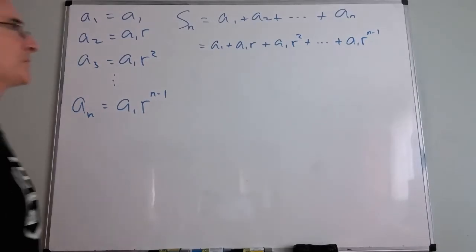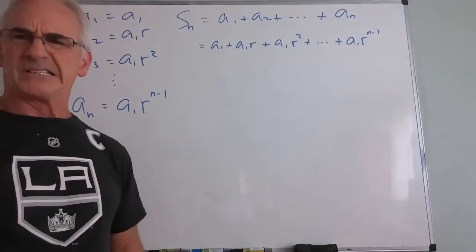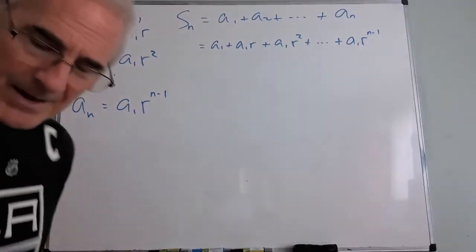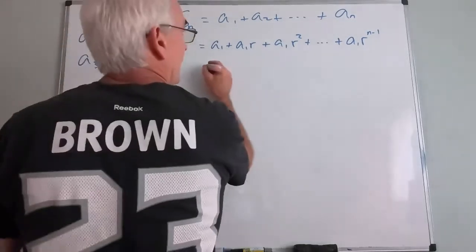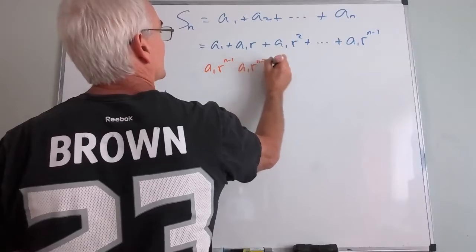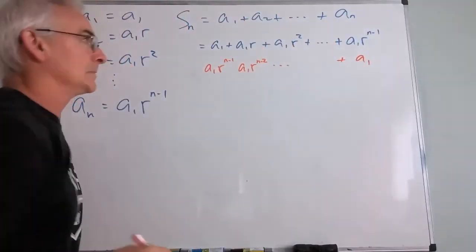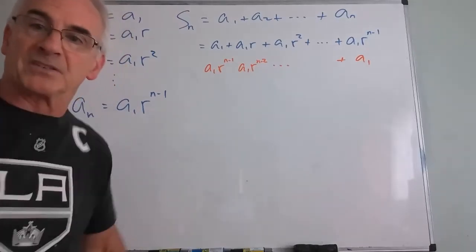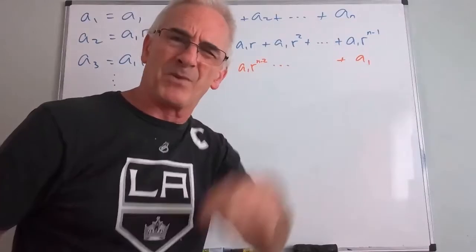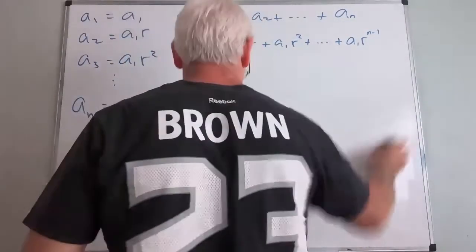Can I do the same thing I did before and put these in reverse order? Would that work? No, but you could factor out an A. Yeah, but I want to do something clever. Let me ask you, if I did this, A1R to the n minus 1, then this would be A1R to the n minus 2, all the way down to, and this would be A1. If I add these, will I get the same sum? No, I'll never see the same sum twice. That only worked because I was adding by the same amount before. Now I'm multiplying. That's not going to work, but there is something that will work.